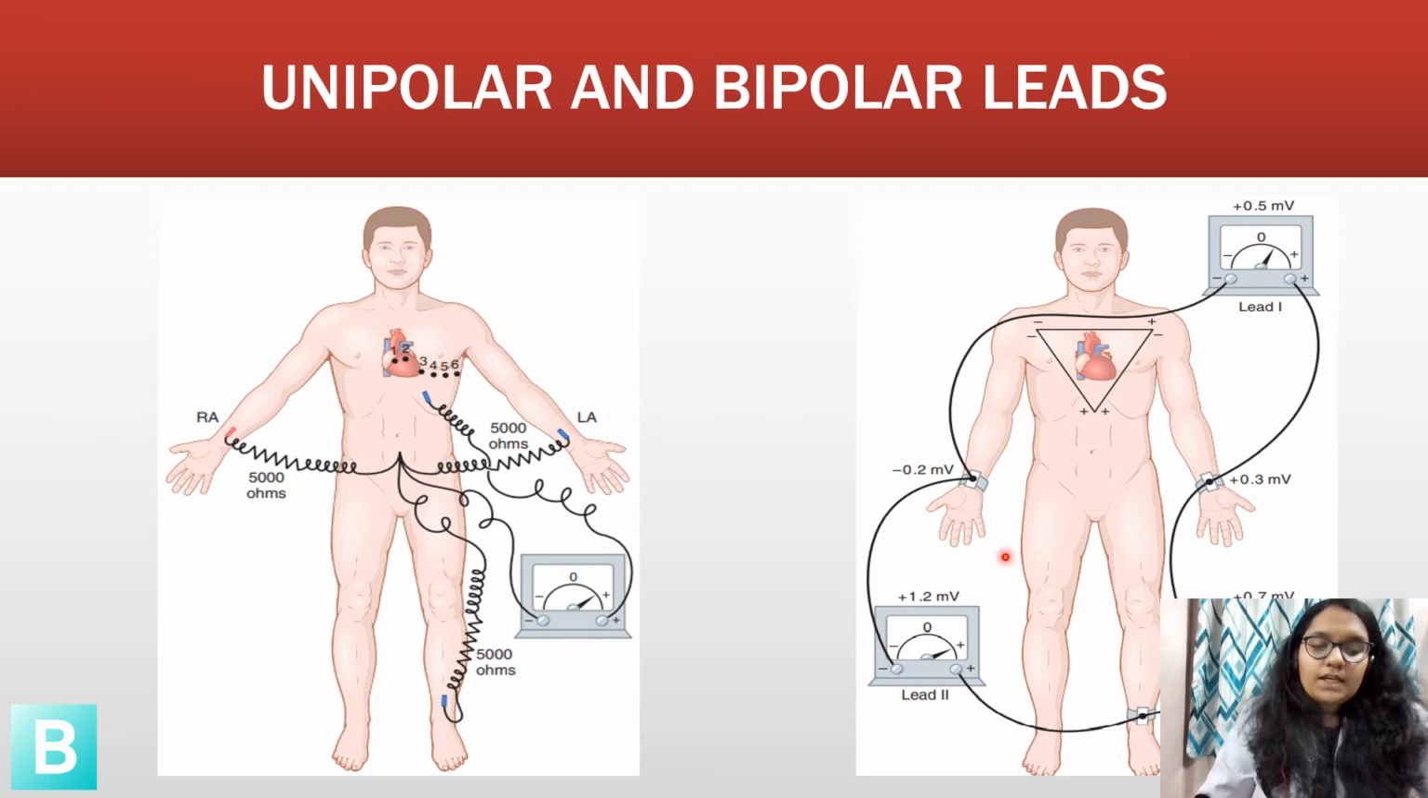Coming to bipolar leads, in bipolar recording, ECG is recorded using two active electrodes. One is the positive and other is the negative electrode. Therefore, deflection recorded here at any moment represents the algebraic sum of the potential of two constituent leads. For example, lead 1 records the potential difference between the right arm and the left arm. Lead 2 records difference between the right arm and the left leg, while lead 3 records the potential difference between the left arm and the left leg.